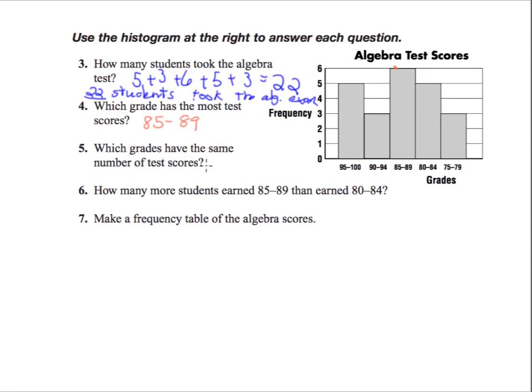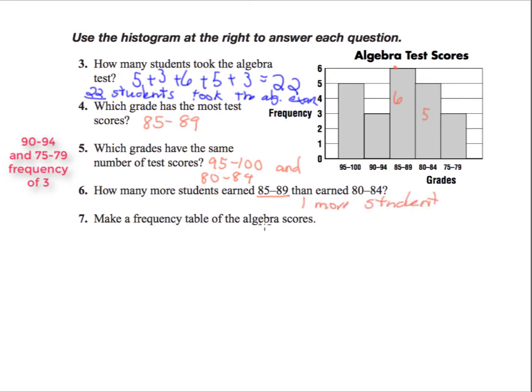Which test score ranges had the same number of students? The people that scored 95 to 100 had the same as those that scored 80 to 84, as well as the ones that scored 90 to 94 and 75 to 79. How many more students earned 85 to 89 than 80 to 84? I look at the frequency. The first one is 6 and the other one is 5, so one more student earned 85 to 89 than 80 to 84.